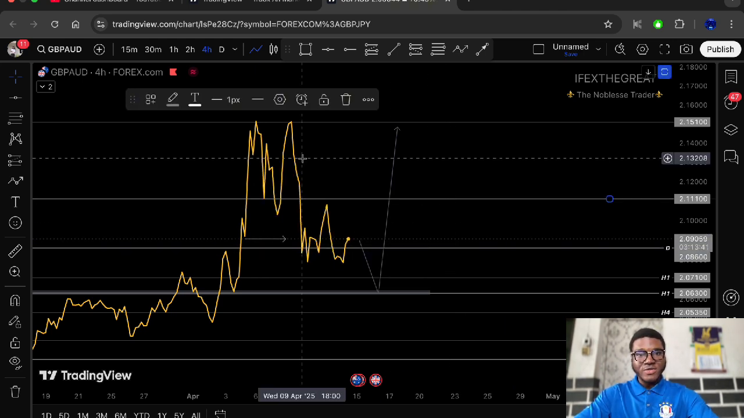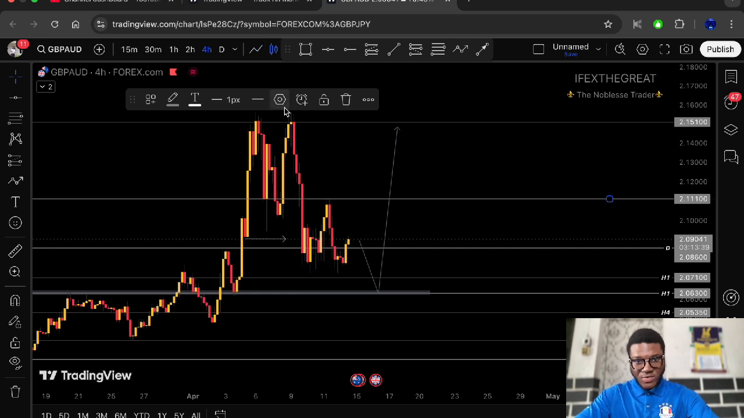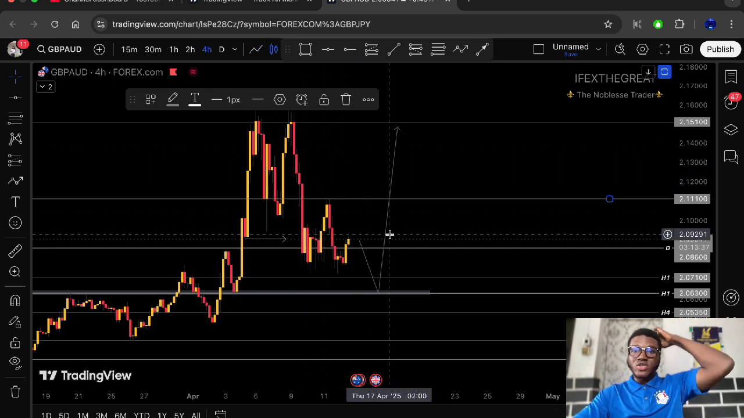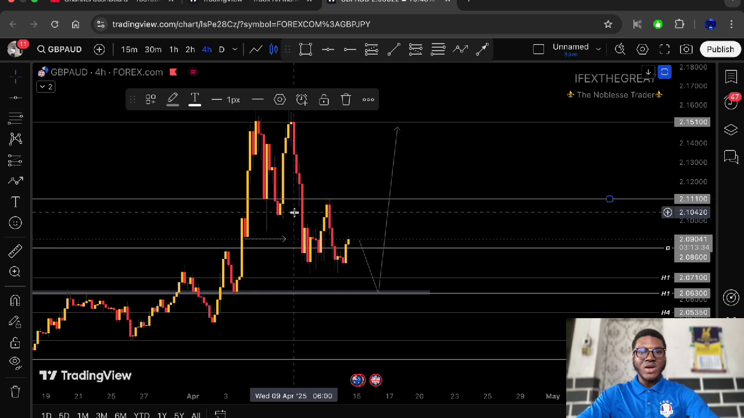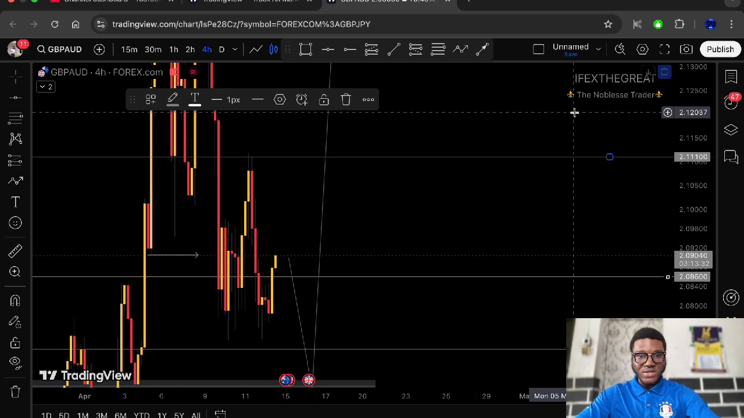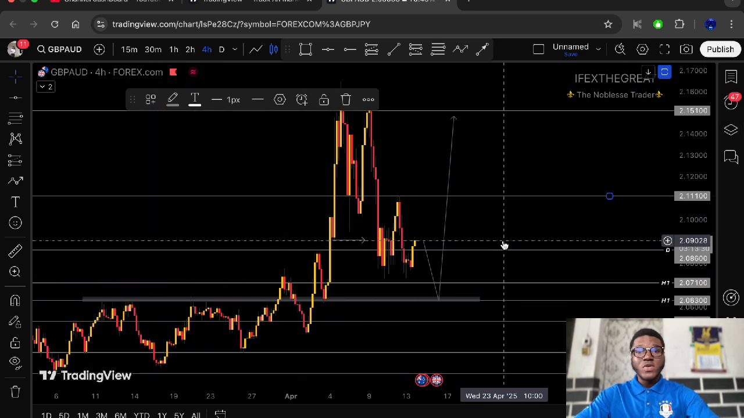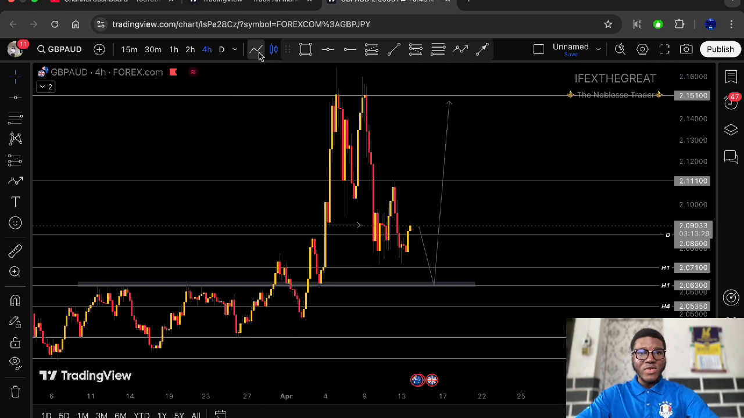Remember, marking out levels is also a skill on its own. So if you want to know how to mark out levels, make sure you watch my video on how I mark out structural levels, and you would probably learn a lot from that video, I assure you. So yeah, I think these are all the levels that we have.